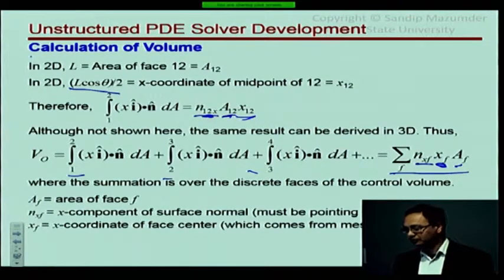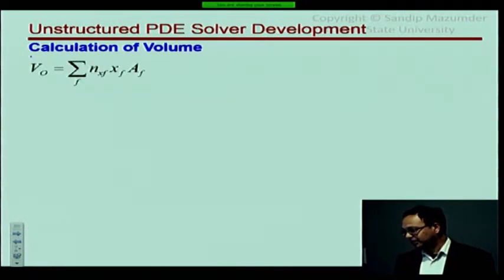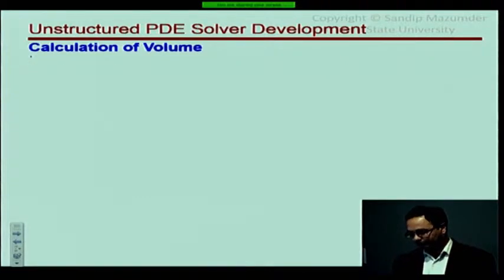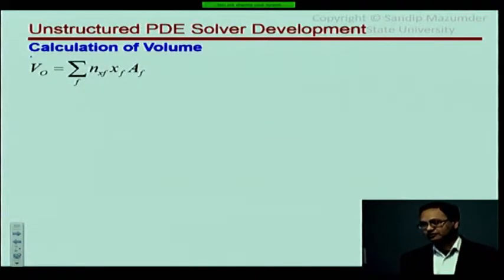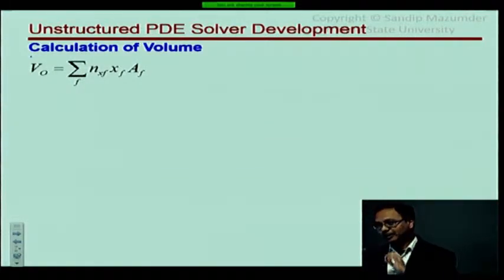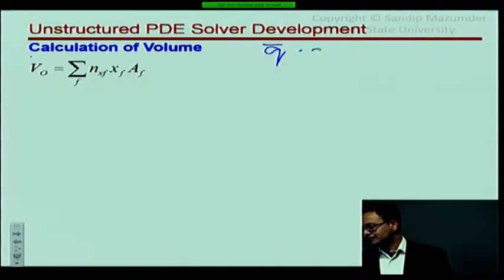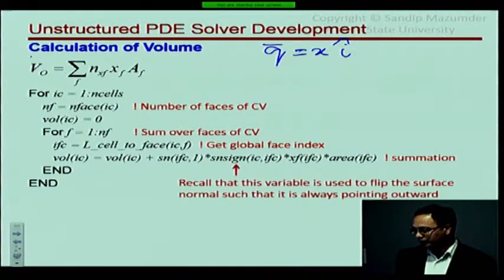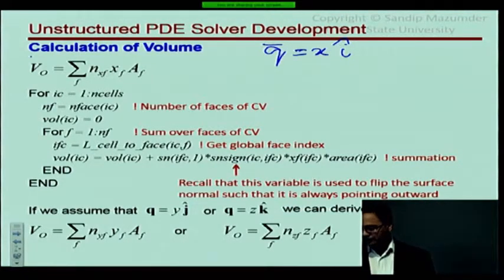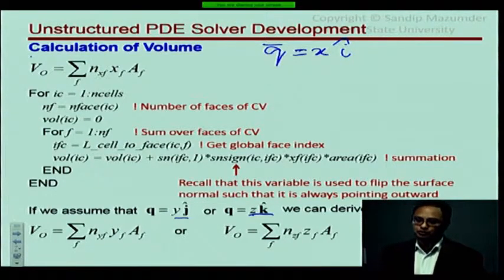All right, so that's what you end up getting. So your volume, as I have shown here, becomes that. Now this expression that I derived was with the assumption that our vector q is x times i. I could have done the same derivation, I'll get to the code in a moment, using q equal to y times j or q equal to z times k. Perfectly valid also to take any of those as your q.